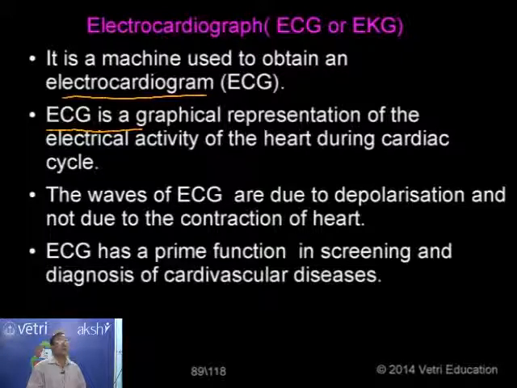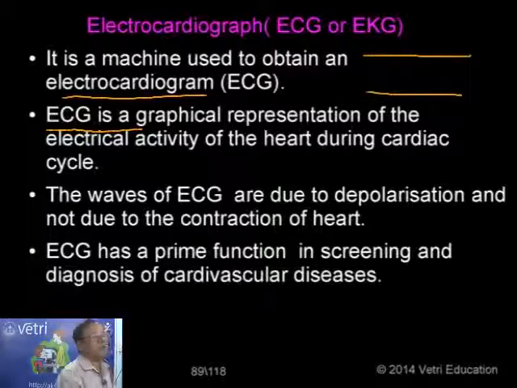Now, during the ECG, we are getting some waves, and these waves are due to the depolarization of the muscles and not due to the contraction of the heart. So what do you mean by depolarization? If you are taking any membrane, for example any cell, say the axon of the nerves, in a normal condition it has outer positive charges and inner negative charges like this.